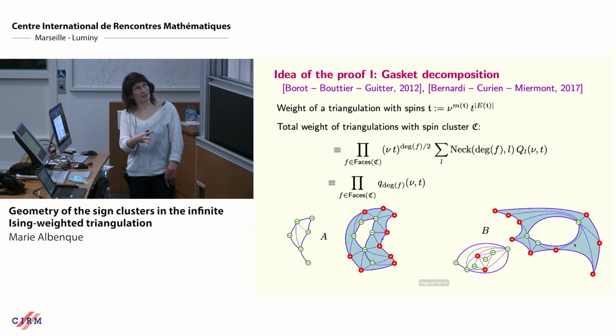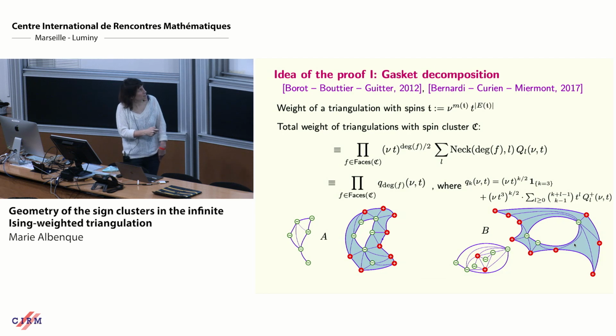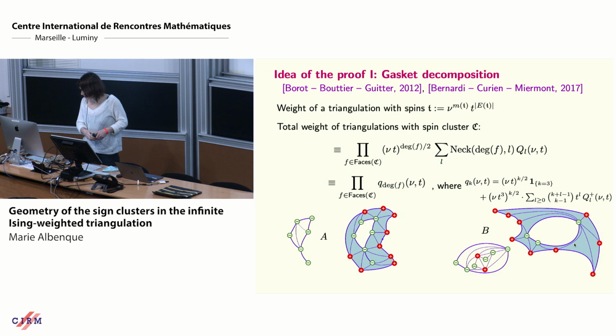And if you put everything together, you obtain that the probability to see a given cluster is going to be given by a product of weights, where you have a rather explicit formula, q_k. I'm just going to, can I write on the board?